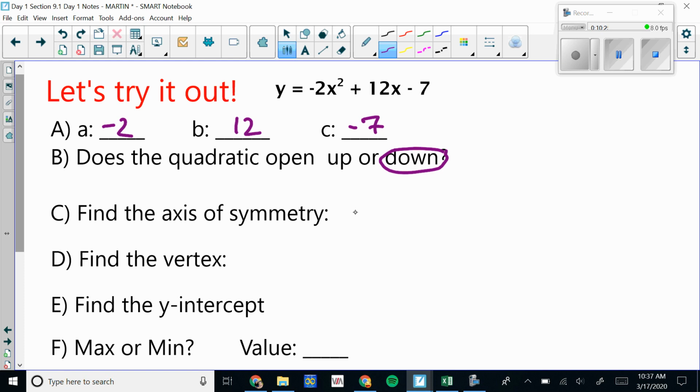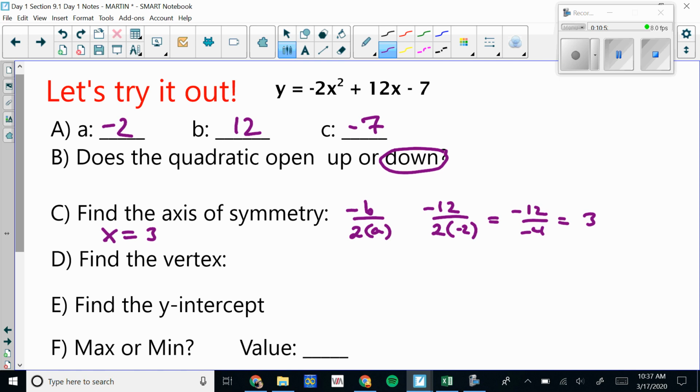The axis of symmetry, remember, is -b over 2 times A. So in our case, that's going to be a -12 over 2 times -2. -12 over -4. Negative over negative is positive. This is +3. We want to write that as x equals 3. It's actually the line. X equals 3 is the axis of symmetry.